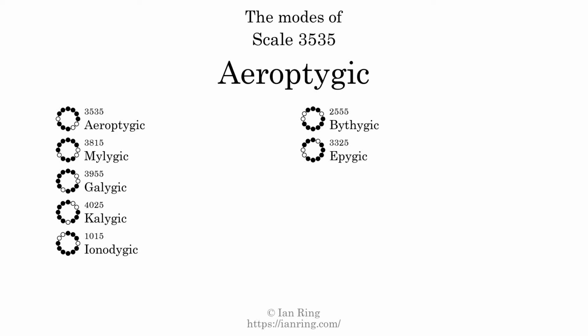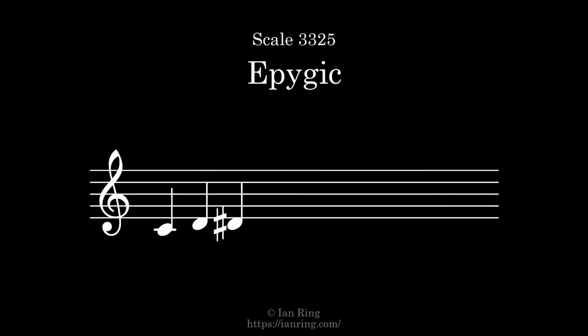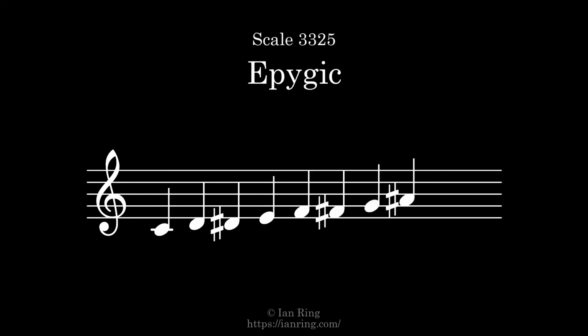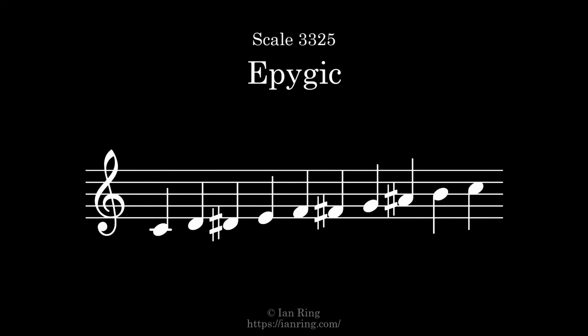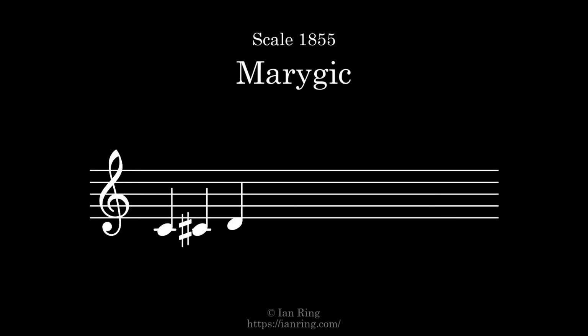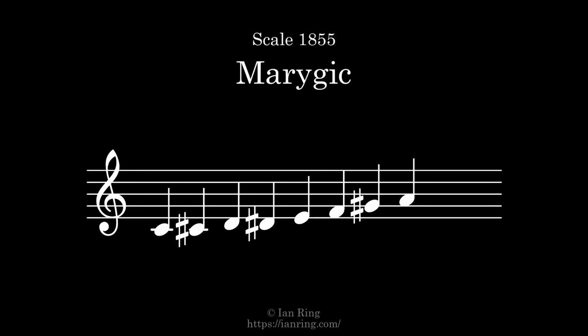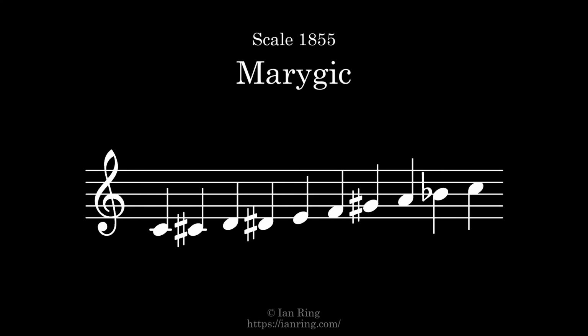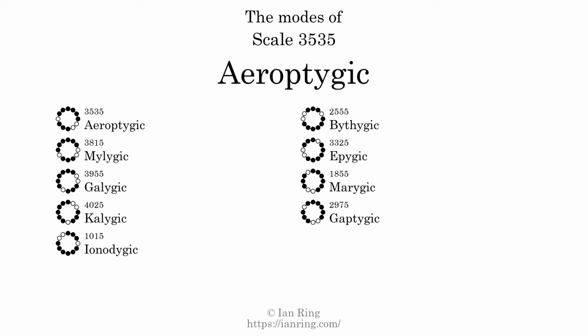The seventh mode is scale 3325, also known as Aeroptygic. It sounds like this. The eighth mode is scale 1855, also known as Aeroptygic. It sounds like this. The ninth and last mode is scale 2975, also known as Aeroptygic. It sounds like this.